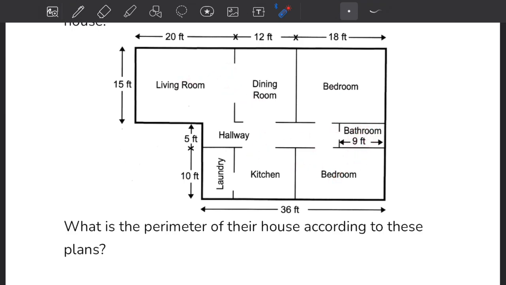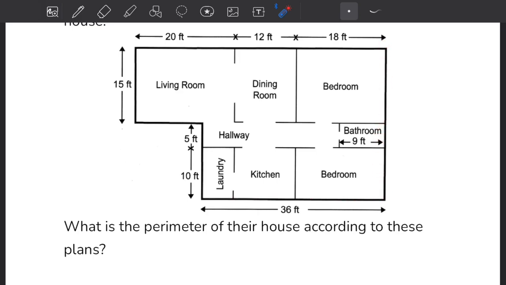Perimeter only measures the distance on the outside of the shape, on the border of our shape. Now, this is not a shape that we're familiar with, but it doesn't really matter here because we know that to calculate perimeter, all we need to do is just add the distances around the shape here.